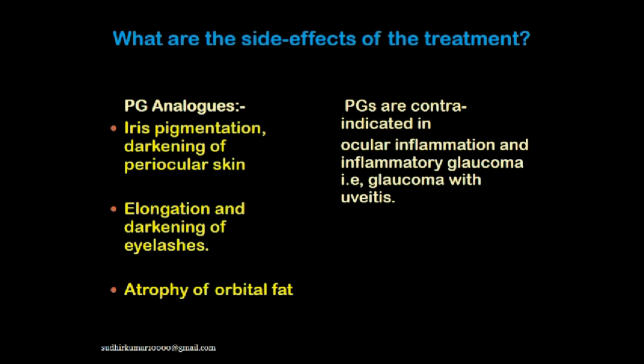So, prostaglandin analog is also associated with darkening of the periocular skin and iris pigmentation as well as elongation and darkening of the eyelashes. Another important problem is atrophy of the orbital fat. In this, the eyes get shrunken and people think that the person is sick. And at the same time, it is contraindicated when there is inflammation in the eye.